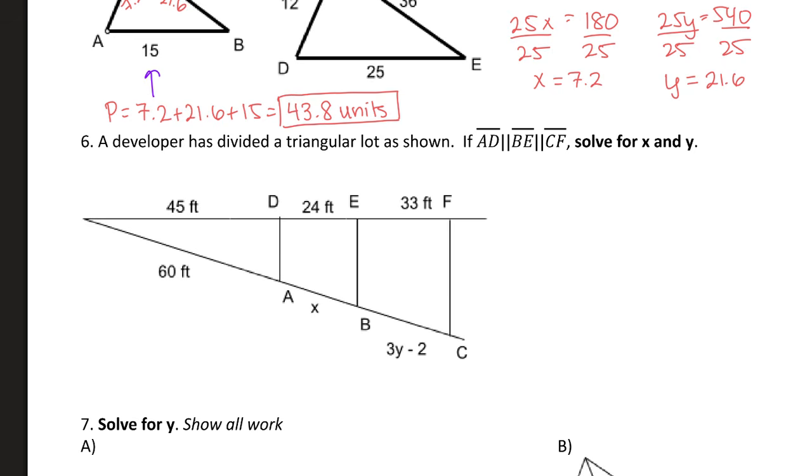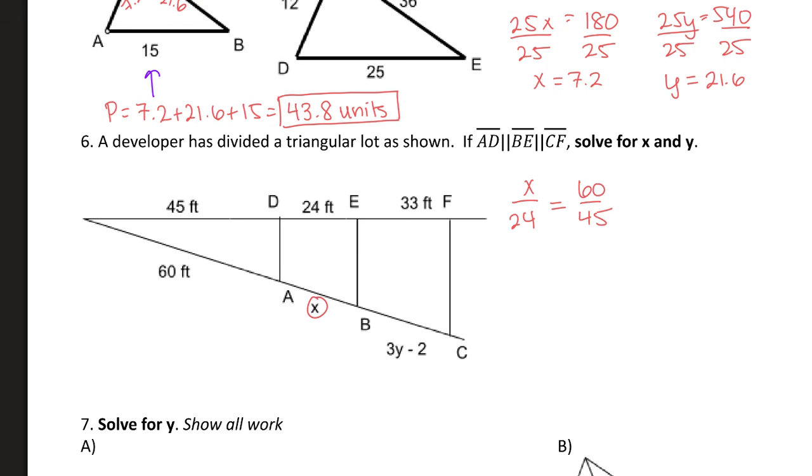All right, looking at number 6, they want us to solve for x and y. It's telling us that AD, BE, and CF are all parallel. So this is just using one of our triangle proportionality rules. And we know that those parallel lines divide up our sides proportionally. So we can set up a proportion and solve. So first I'm going to solve for x. And I can match up x with the measurement across from it. So it's going to be x over 24 equals... and then I'm going to go over here to my left, so 60 over 45.